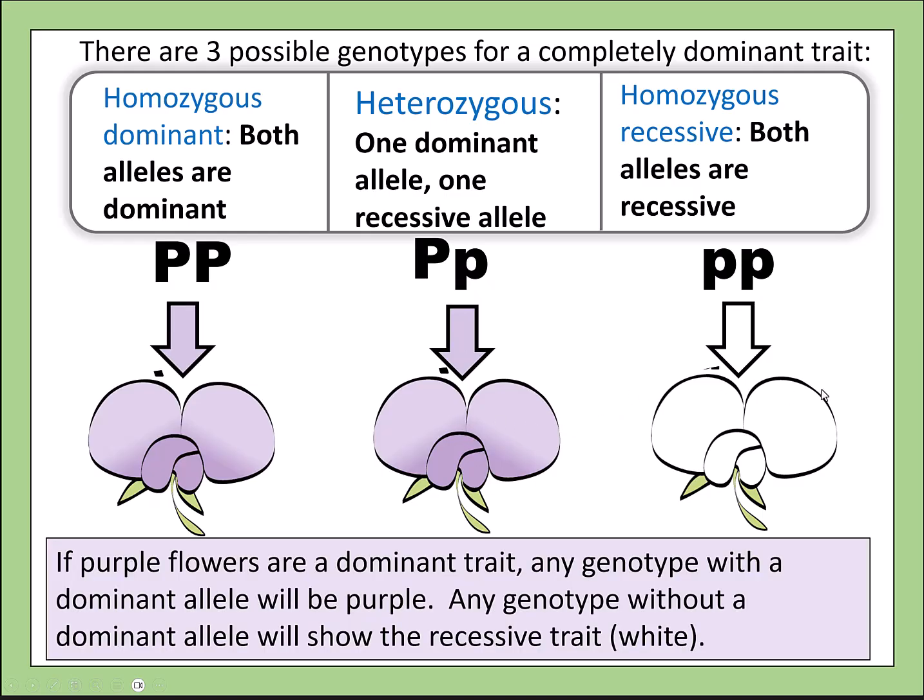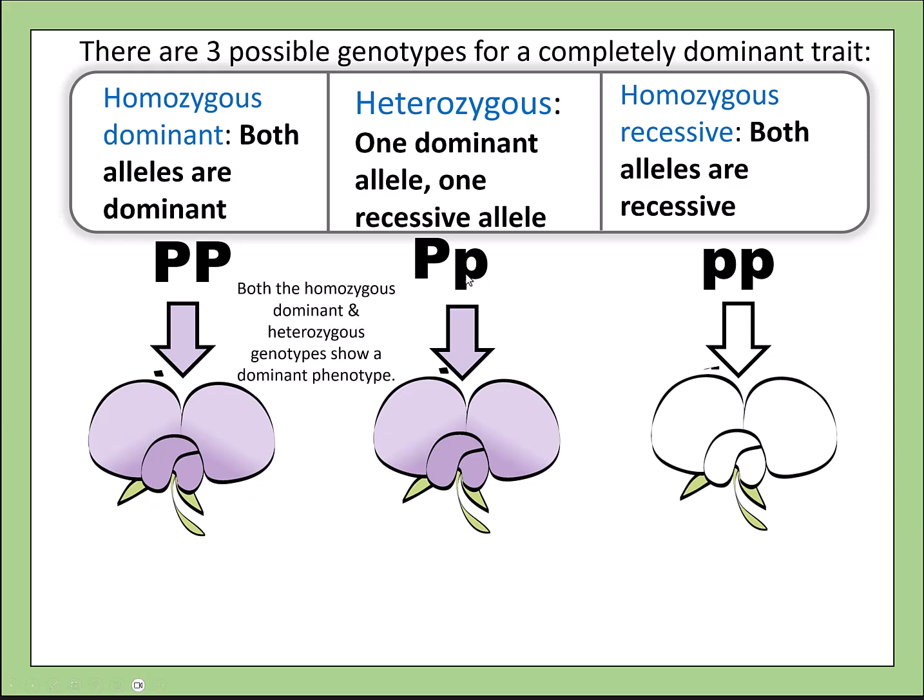So if purple flowers are a dominant trait, any genotype with a dominant allele will be purple. Any genotype without a dominant allele will show the recessive trait, which is white. Both the homozygous dominant and heterozygous genotypes show a dominant phenotype.